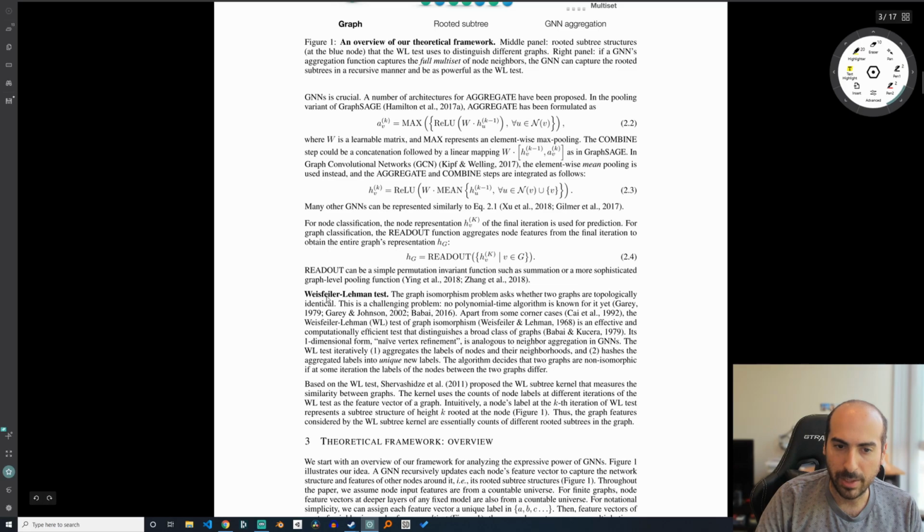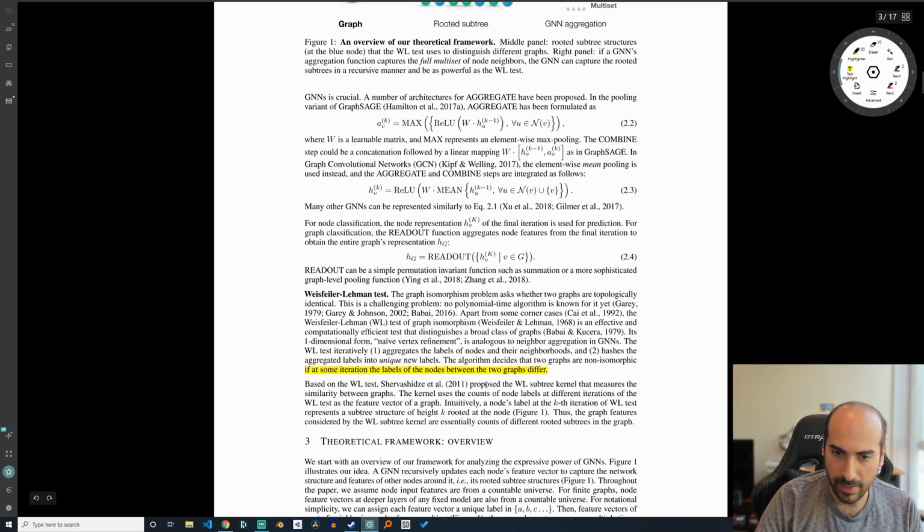The test is whether two graphs are topologically identical. This is a challenging problem. No polynomial algorithm is known for it yet, apart from some corner cases. It's an effective and computationally efficient test that distinguishes a broad class of graphs. Its one-dimensional form, naive vertex refinement, is analogous to neighbor aggregation in GNNs. It iteratively aggregates the labels of nodes and their neighborhoods and hashes the aggregated labels into unique new labels. It decides that two graphs are non-isomorphic if at some iteration the labels of the nodes between the two graphs differ.